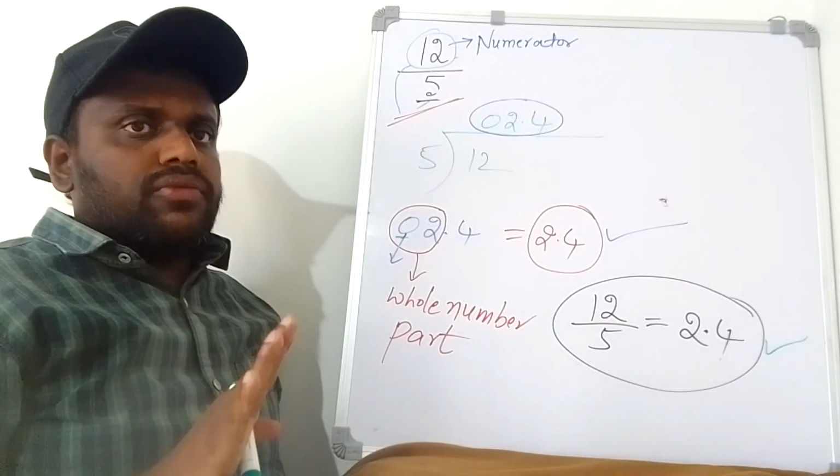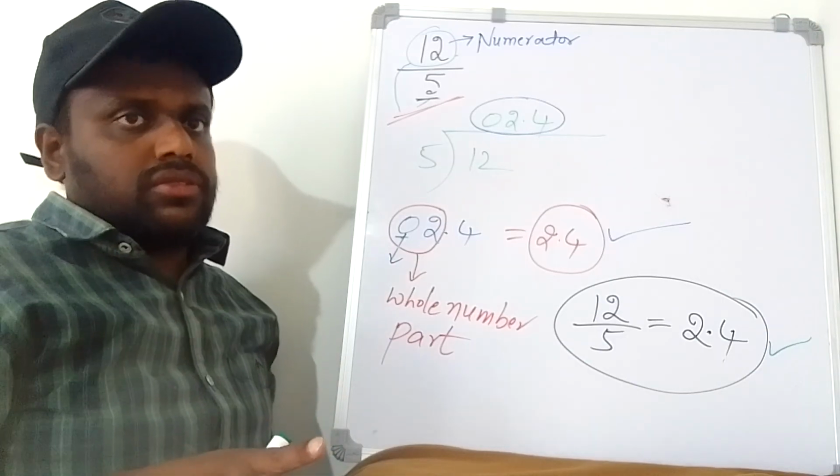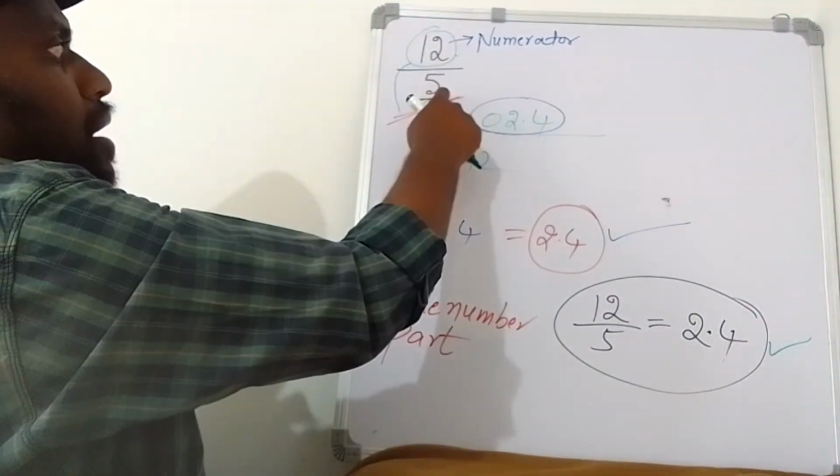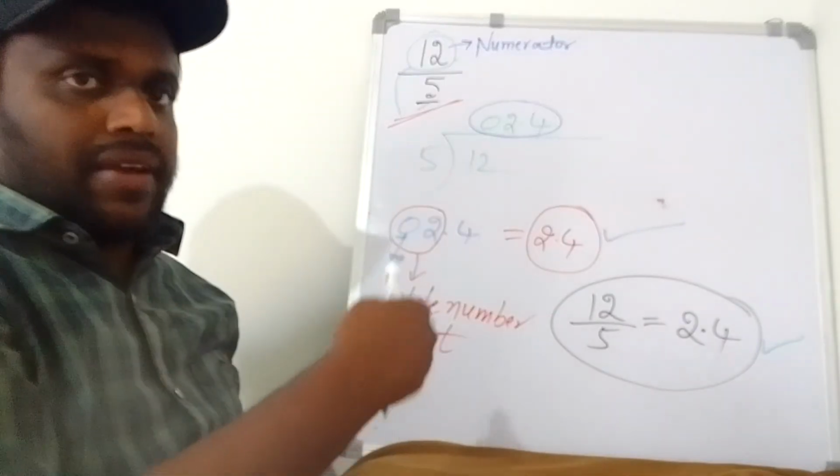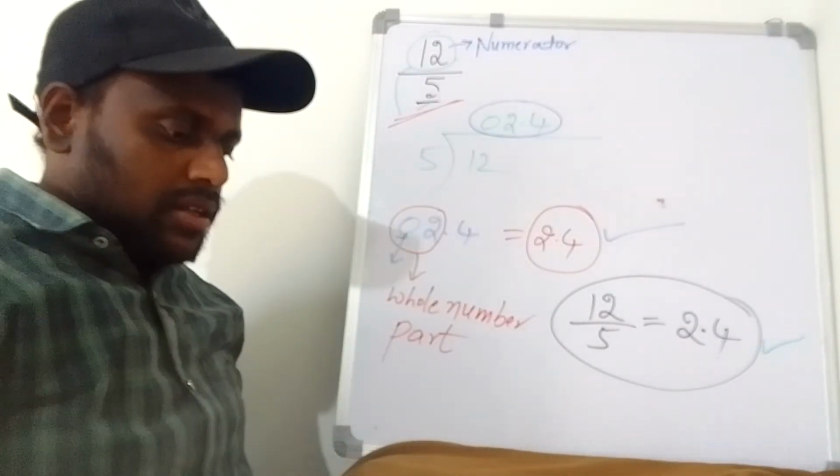So the main thing is what? We have to do the division process, I mean divide this numerator by 5. We have seen how that is done. I have explained it to you.